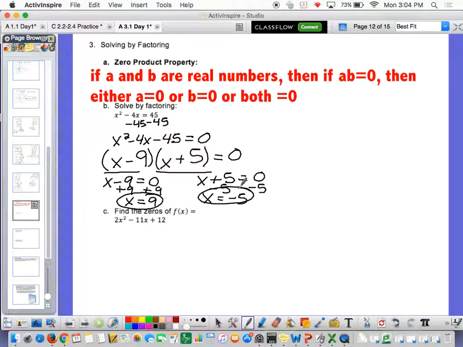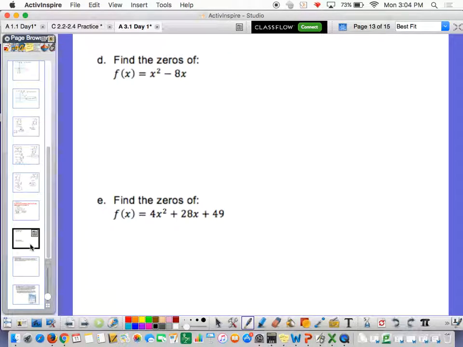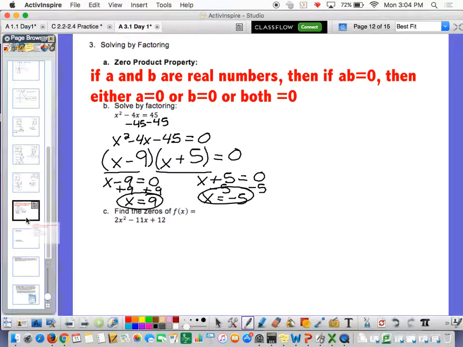All right. I'm going to skip over because of the way that my board was set up. Let's do find the zeros of x squared minus 8x. Let's do this one first. Actually, no. Lies and propaganda. I'm so sorry. Go back. Let's do this one.